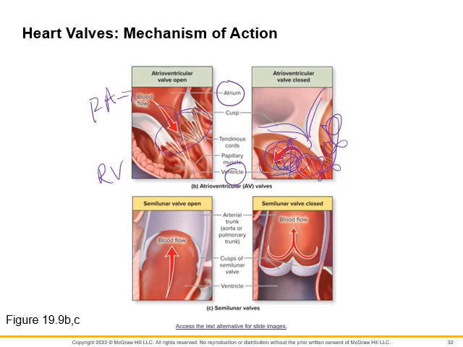For the semilunar valve, same thing happens. If we're here in the ventricles, whether it's right or left, when they're pumping the blood, the semilunar valves have to be open. Once the blood reaches the vessel, then these semilunar valve flaps are going to close so that you don't have blood backflow into the ventricle.